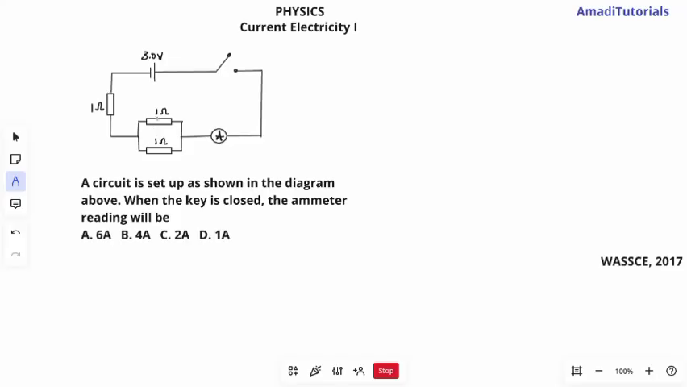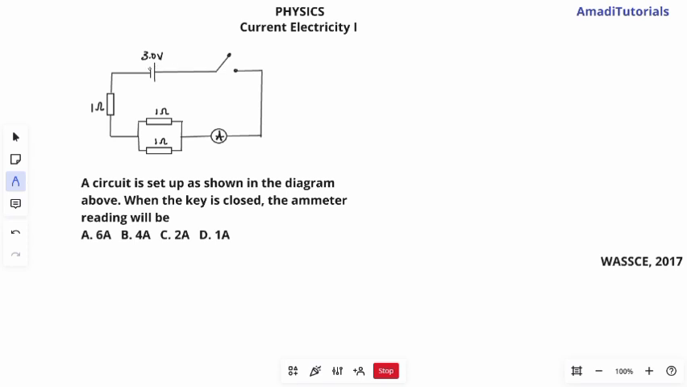The analysis of current flow. Going to analyze this WASSCE question 2017. It says a circuit is set up as shown in the diagram above. When the key is closed, the ammeter reading will be... So this is the ammeter here, a device used for measuring current, and on top here is the key, and here is our cell.